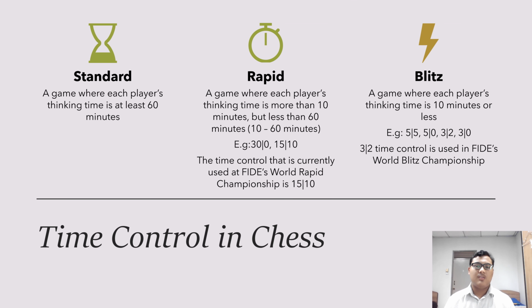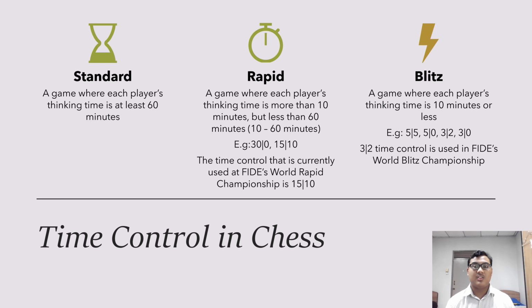So, I want to explain a simple rule in chess. Chess has 3 time controls, which are standard, rapid, and blitz. Standard is a game where each player's thinking time is at least 60 minutes. Therefore, a game of 1 hour or 2 hours is called a standard game. Rapid is a game where each player's thinking time is more than 10 minutes but less than 60 minutes, in the range of 10 to 60 minutes. So for example, 30 minutes or 15 minutes.